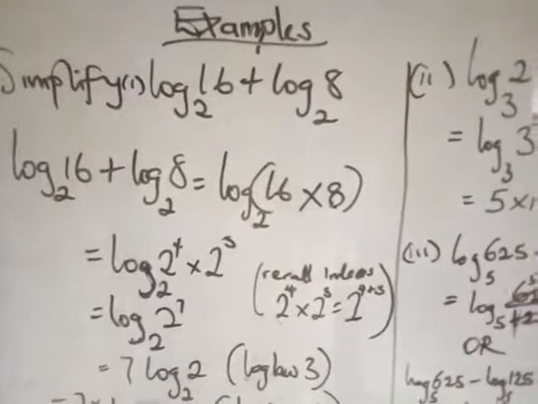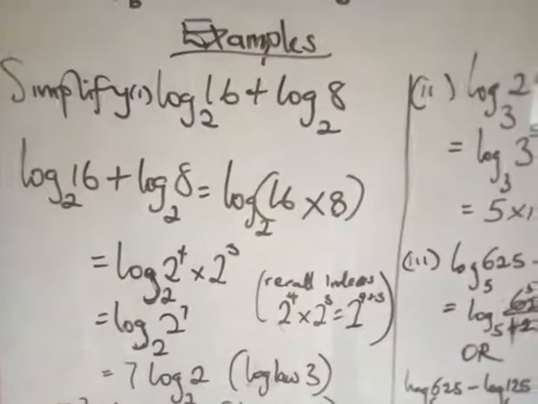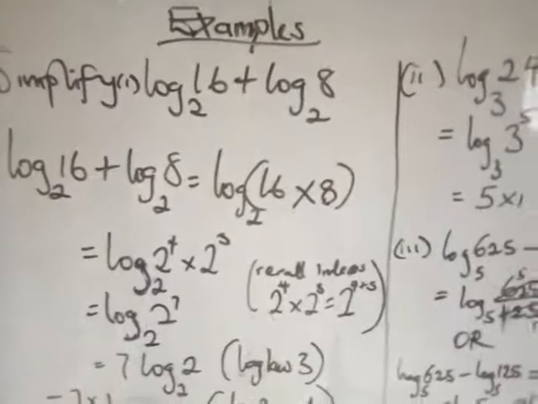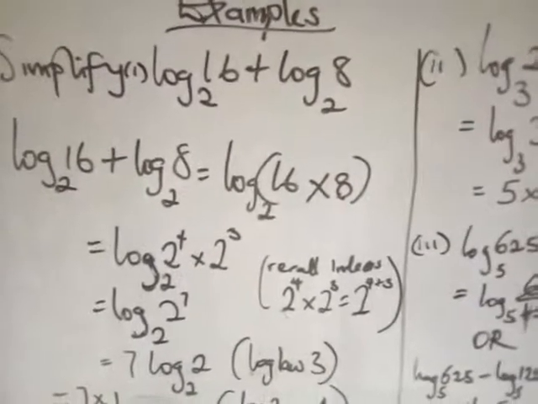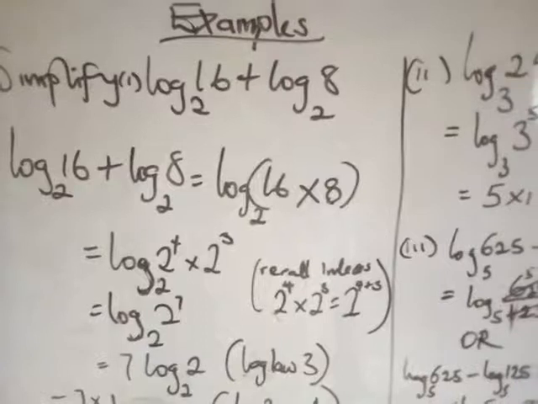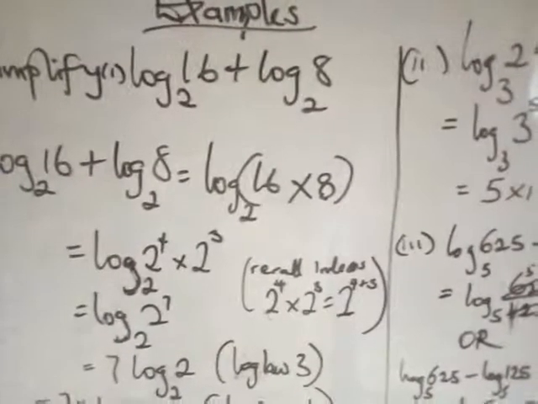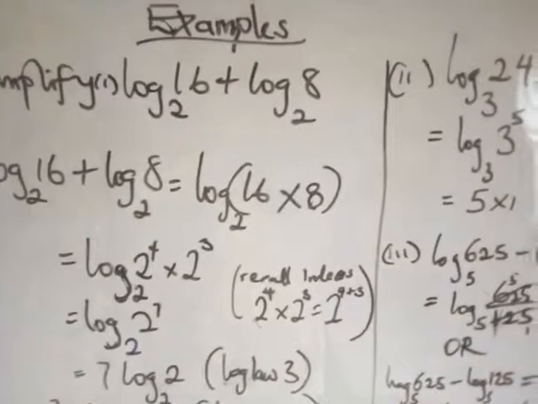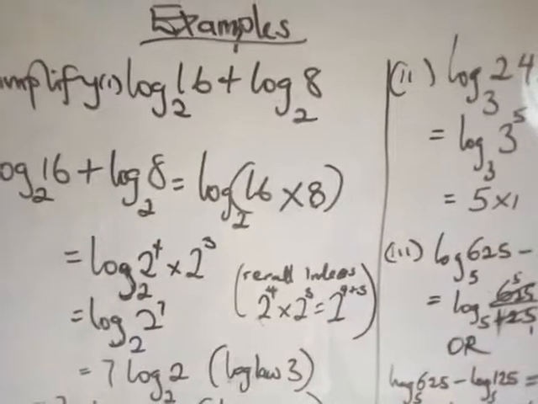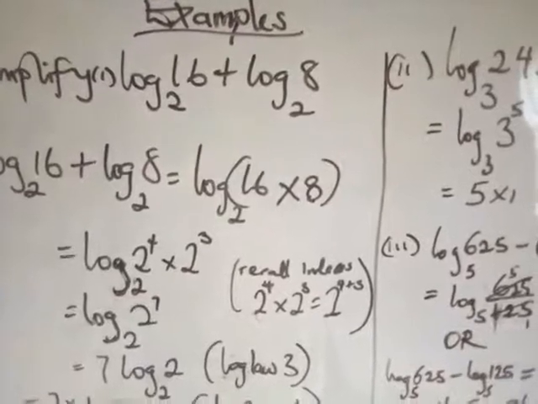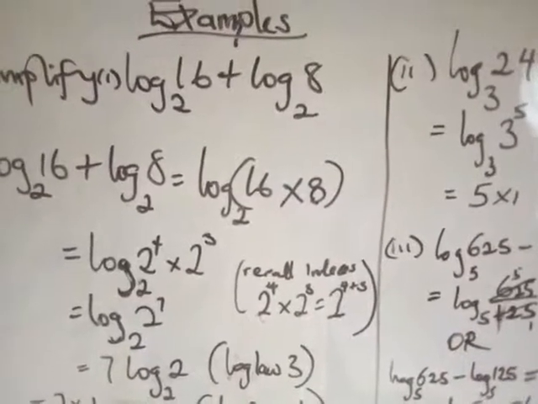Then you bring them together. Recall that in the law of indices, when you have 2 raised to the power 4 times 2 raised to the power 3, to the same base, then what you need to do with their powers is to add the powers. So when you add the power 4 and the power 3 together, you have 2 raised to the power 4 plus 3, which gives 7.